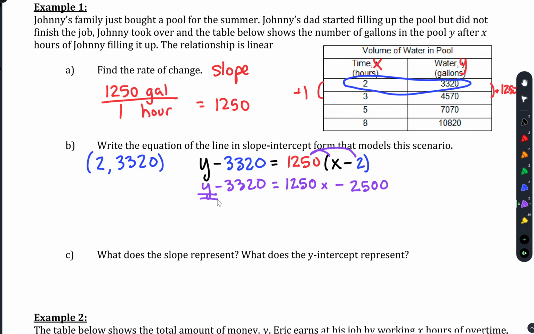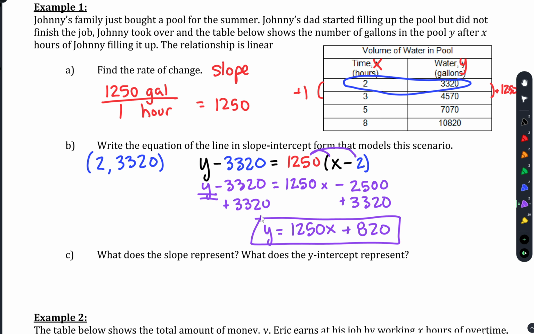I'm solving for y, so I need y to be by itself. So I add 3,320 to both sides. And I should get y equals 1,250x plus 820. So now I know the equation of my line in slope-intercept form. It's right here. Everybody good with that part?